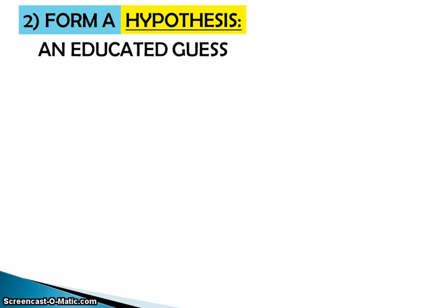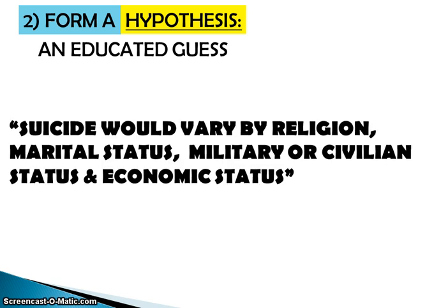But you need to go with your gut, go with your experience, go with your previous knowledge. Durkheim's hypothesis was suicide would vary by religion, by marital status, by military or civilian status, and by economic status. And for us today, this kind of seems like a no-brainer. We clearly know that those factors change the rate of suicide.